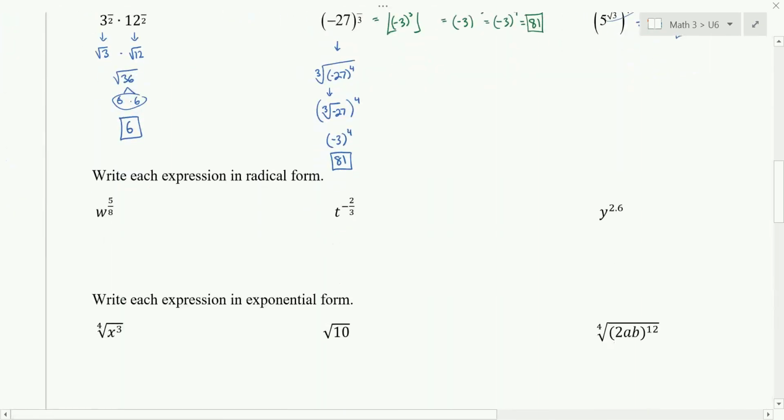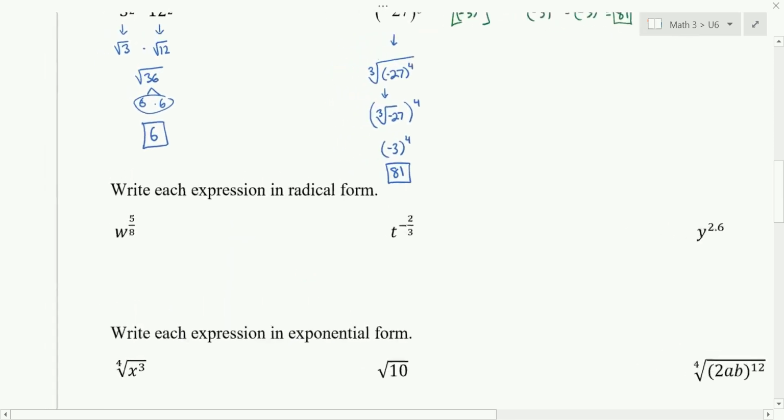Okay. So the instructions on the next part is to rewrite each of these in radical form. So we've kind of, with the problems above, we've seen going back and forth with radicals. So w to the 5/8 would be what in radical form? What's the root? 8th root of w to the power of 5, and that's it. Done. Okay.